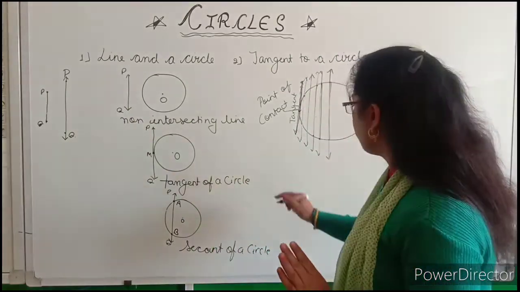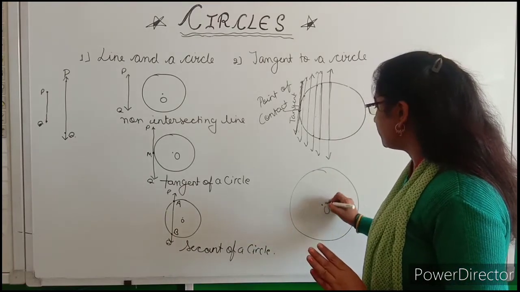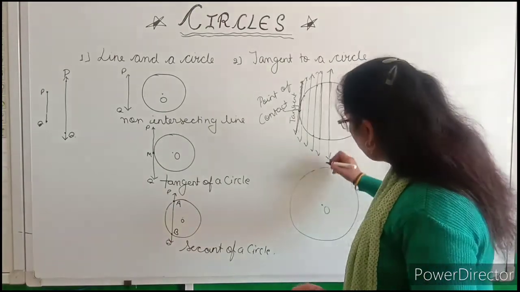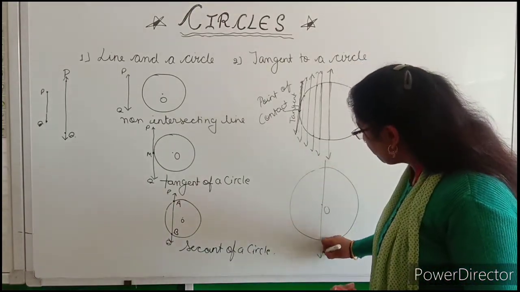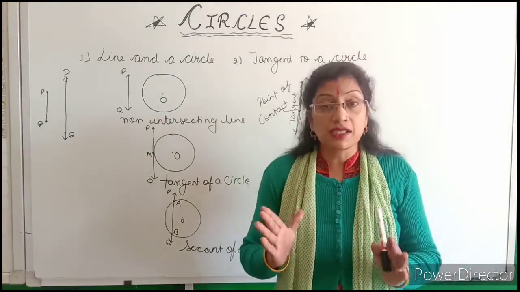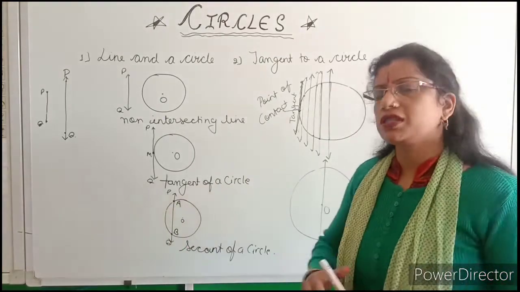Okay, so let me draw one circle. This is the center O. Now let me draw one secant here. So let this be one secant. They are asking how many tangents are there parallel to a given secant. Draw a line parallel to this given secant.